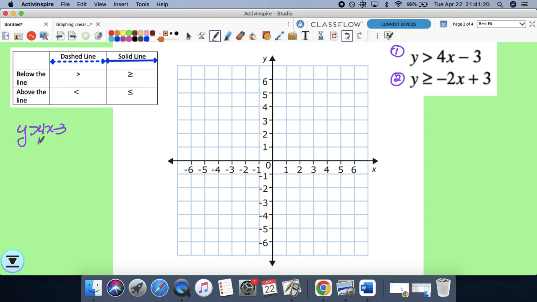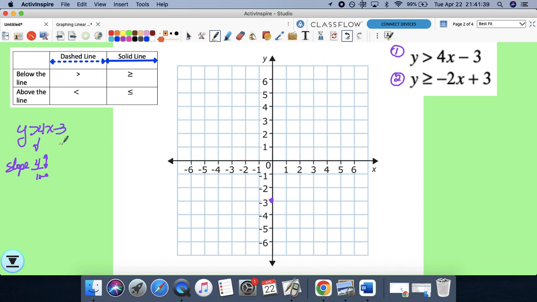So automatically we know this is our slope. The change in y is going to be 4 and the change in x is going to be 1. So up and down when we count, we're going to go 4 units, and then left and right, we're going to go 1. Negative 3 is our y-intercept. So let's go to negative 3.